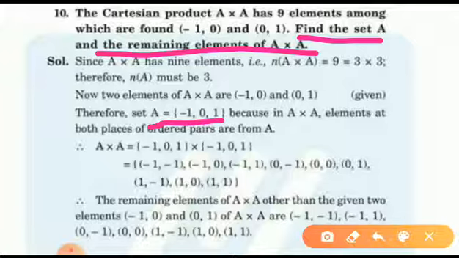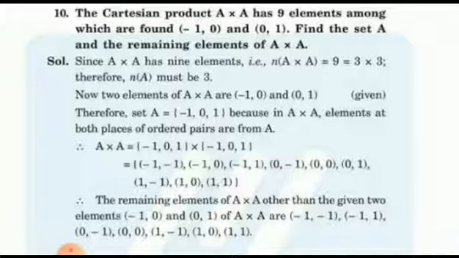Then find the set A and the remaining elements of A cross A. Now can you find the set A cross A? You have this as your set A. Then A cross A will contain a total of 9 elements, so you should write all 9 elements. What will it have? -1, -1, then -1, 0, then -1, 1. Then fix 0 and just vary the second element. Again fix 1 and vary the second element. And hence you will get that set A cross A. Hope this is clear.